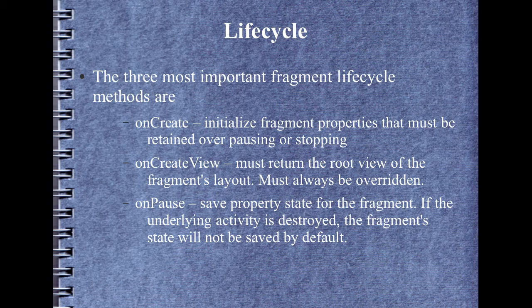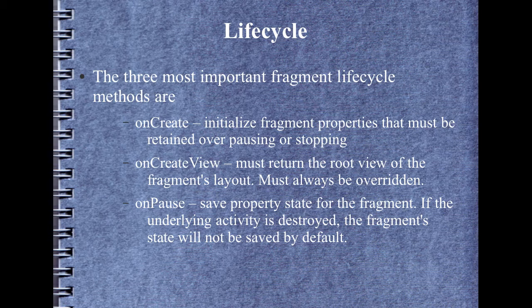So the fragment has its own layout. That layout has a root view. Now, whether that view is a view group or some sort of linear or relative or absolute layout even, we must return the root view of the fragment. So onCreateView has to return that, and therefore onCreateView is always overridden when we write a fragment. And then finally, onPause, we would save property state for the fragment in onPause.